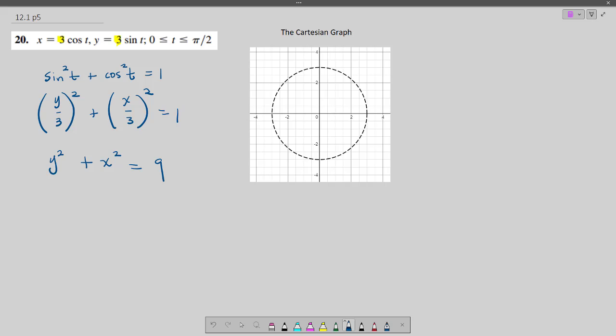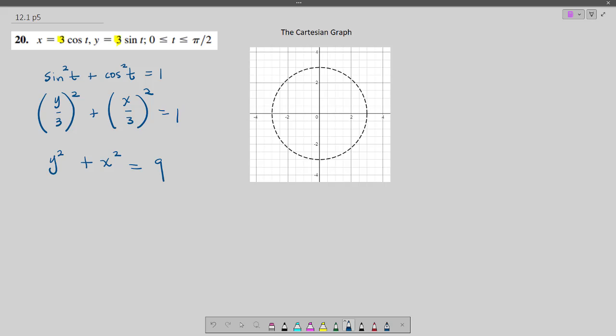It's a circle of radius 3. So what do we see the multiplication by the 3 does? It takes the unit circle and stretches it to 3. So the radius is now 3 instead of 1. So that is how we can make bigger circles.